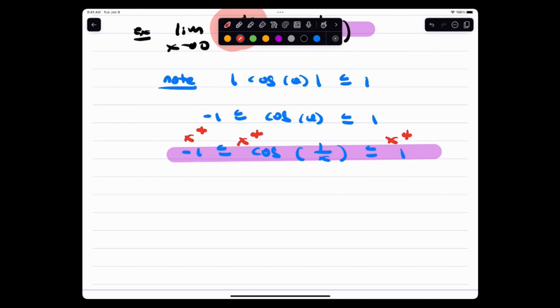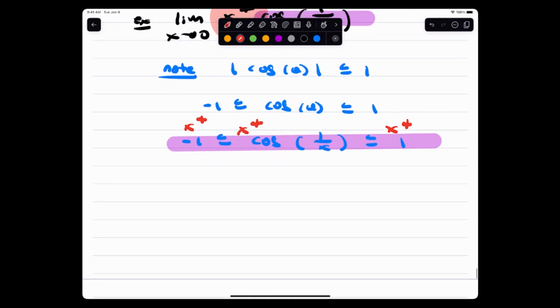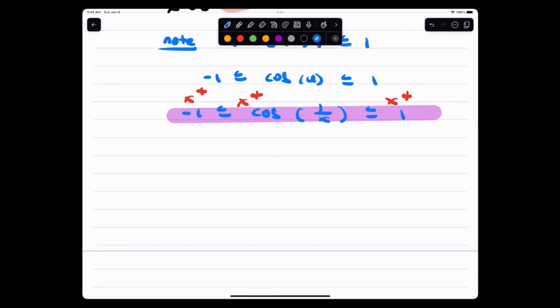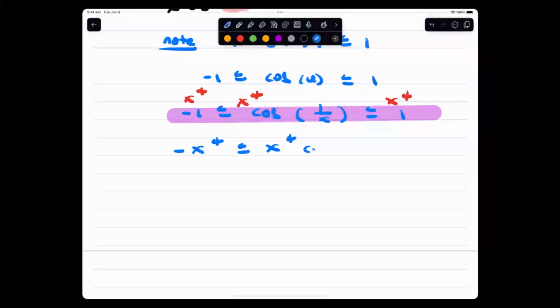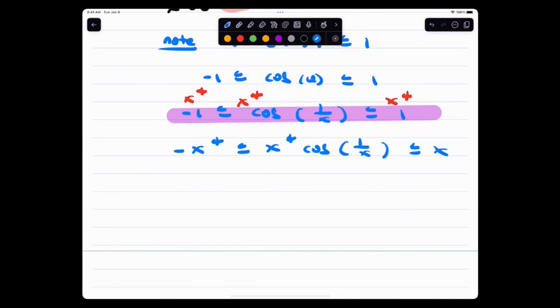So this is why they use x squared and x to the fourth. They can use x to the sixth because what you can now say is this: negative x to the fourth is less than or equal to x to the fourth cosine 1 over x, which is less than or equal to x to the fourth power. It does not change the direction of your inequality signs.